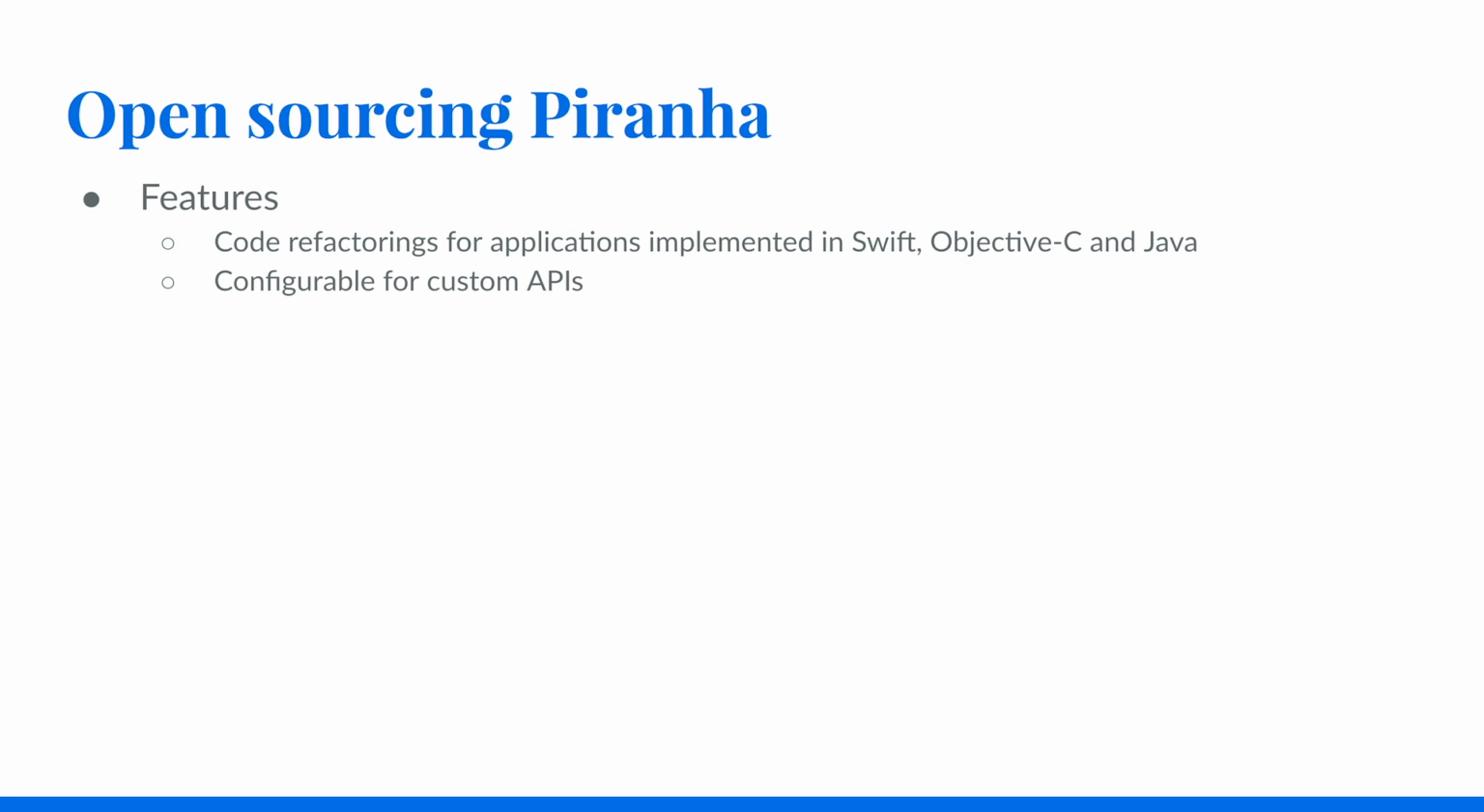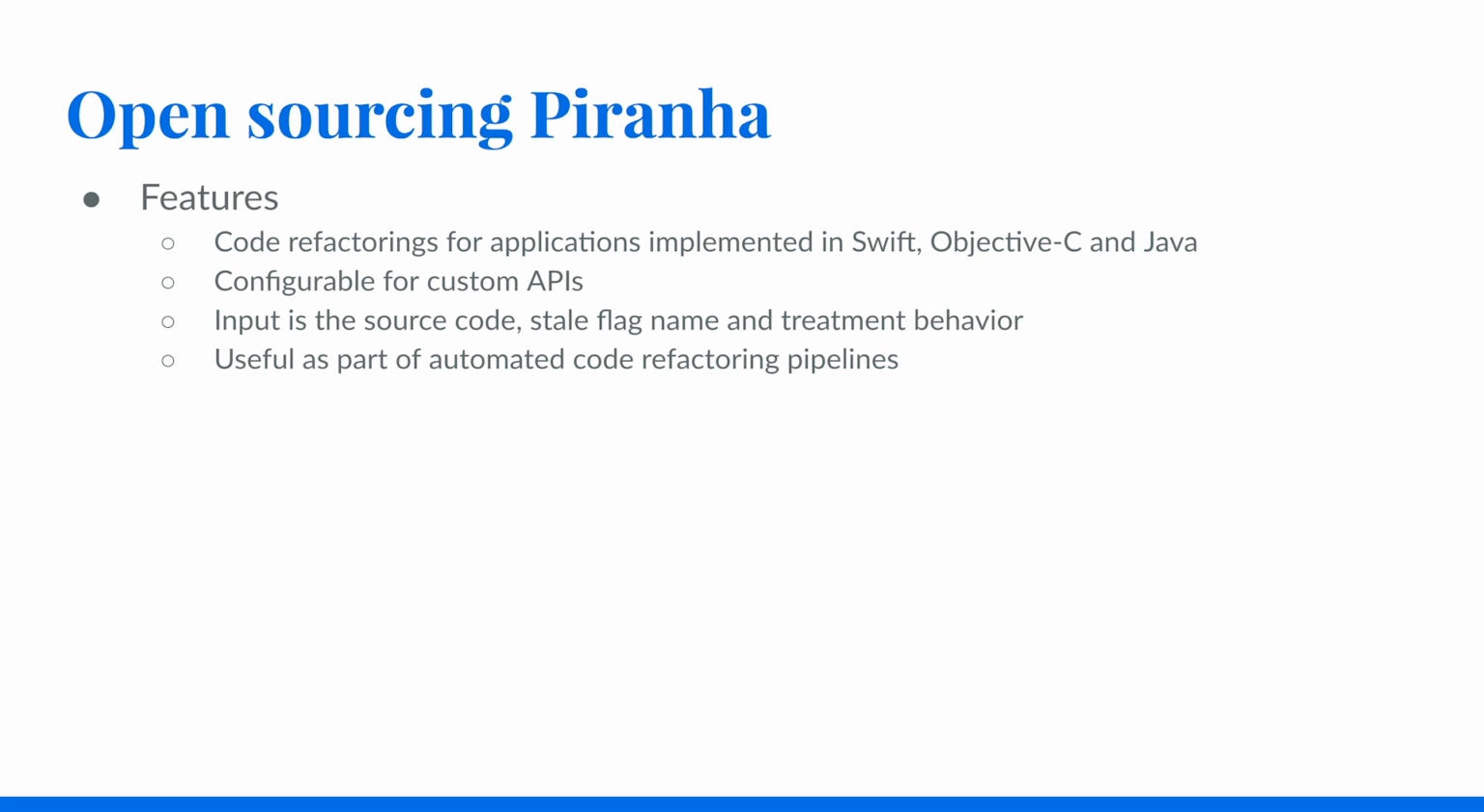To summarize, Piranha can perform code refactorings for applications implemented in Java, Swift, and Objective-C. It can be configured to use custom flag APIs. Piranha's input is the source code, flag name, and the behavior that needs to be preserved. It can be easily integrated into automated code refactoring pipelines. The general architecture is extensible to perform other kinds of refactorings for the supported languages.